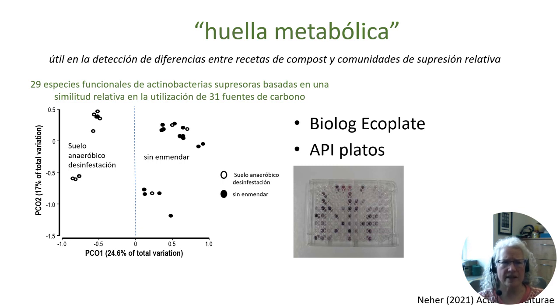We used this assay to identify functional species. A functional species would be one that uses a unique combination of the 31 carbon substrates. Here we identified 29 functional species of actinobacteria. The actinobacteria are known to be suppressive to pathogens. We used it to test the method of anaerobic soil disinfestation, and we can see how this community of actinobacteria shifted from one community composition before to another one after the treatment.